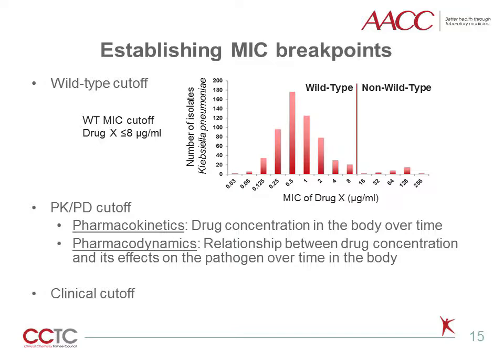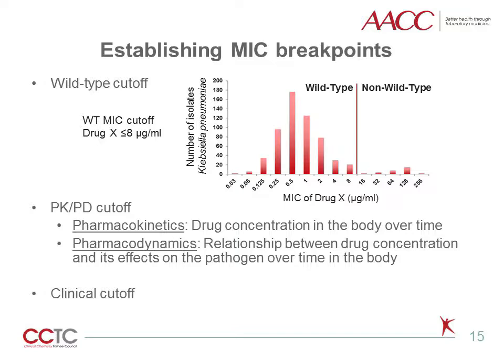To determine the wild-type cutoff, a wide range of drug concentrations is tested on each isolate. The MIC results are then tabulated as a histogram, as shown on the slide for Klebsiella pneumoniae and the hypothetical drug X. The distribution is visually analyzed or run through a mathematical algorithm. This approach differentiates isolates with wild-type MIC from isolates with elevated MIC, potentially due to acquired resistance.